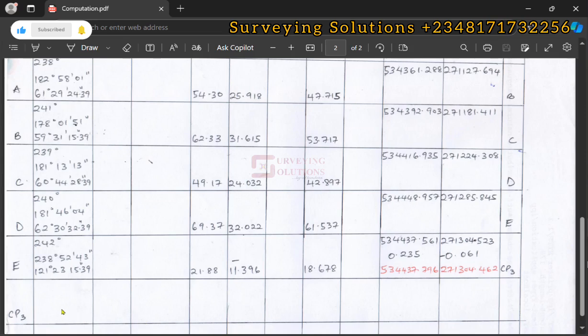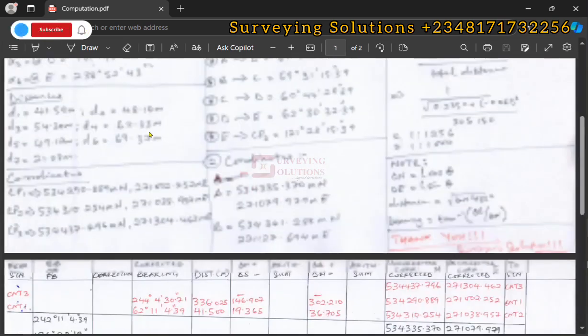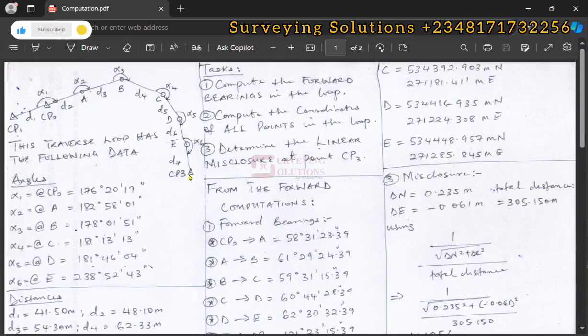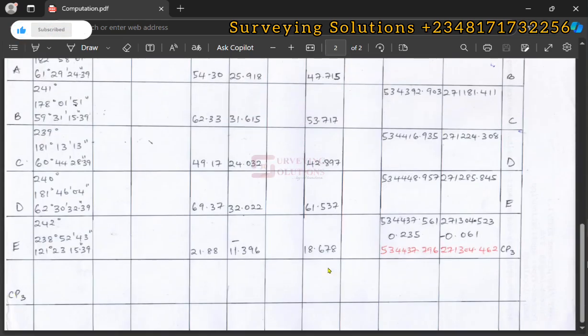That will now help us to have the angular check for our traverse, right? Good. On this, our closing line, we just have to stop at CP3 as the question has provided. If the question went further in our loop, say from CP3 to CP1 or CP2, then that line will now be the line to check our traverse. Good. Since it's not there, let's move on.